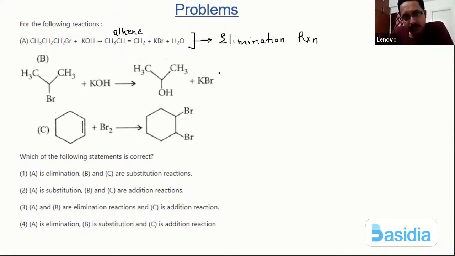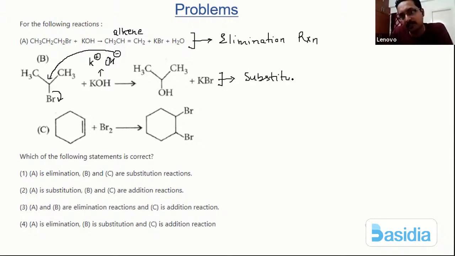Now if you check this particular reaction, the KOH splits into K plus and OH minus, and the OH minus has replaced the Br, correct? So I understand it's a substitution kind of reaction. So this one follows a substitution reaction. And then what about the last one?